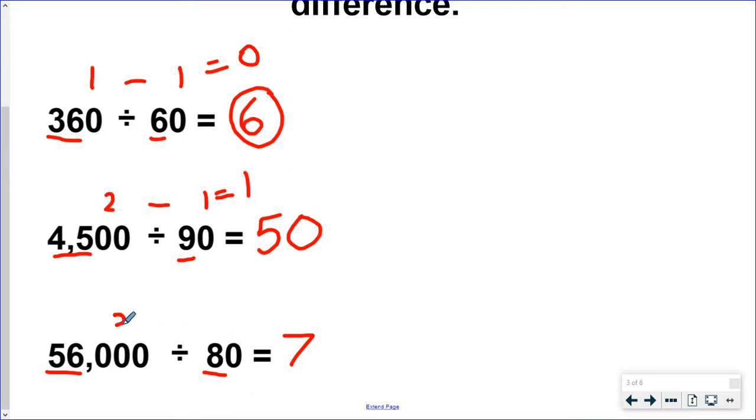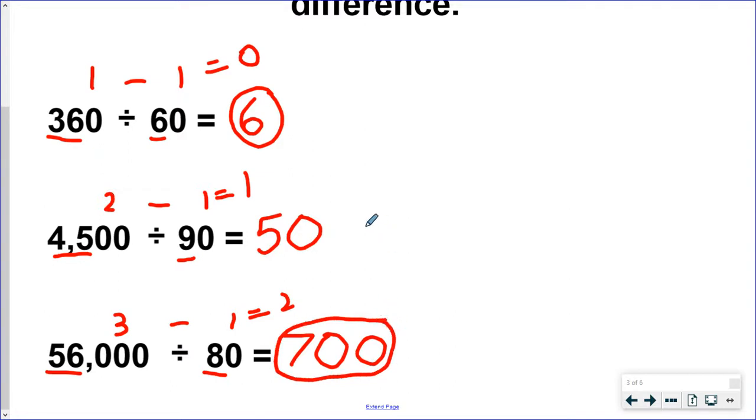Now I'm going to go back and subtract the zeros from each other. This side has 3 zeros. This side here has 1. So we take 3 minus 1. 3 minus 1 is 2. All right, so that tells me how many zeros I'm going to put in my answer. So I'm going to go ahead and throw 2 zeros on here, and this answer here is 700. I'll go ahead and circle this one since this one's 50 as well. So here are my 3 answers. Again, take the number of zeros and subtract them from each other, and that'll tell you how many you're going to put on your answer.